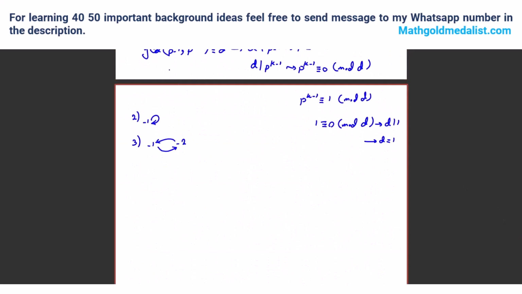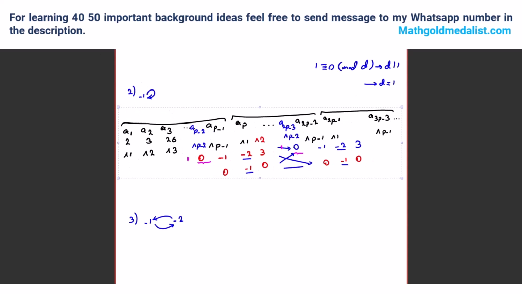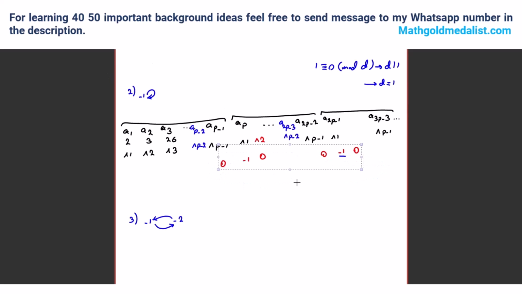So that is case 1. Now let's check case 2. Okay, if negative 1 goes to negative 1, we should erase this part. Let me erase this part. Negative 1 goes to negative 1. So let's move it here. Okay, and then we can say what? Negative 1 goes to negative 1. Next one, 0.